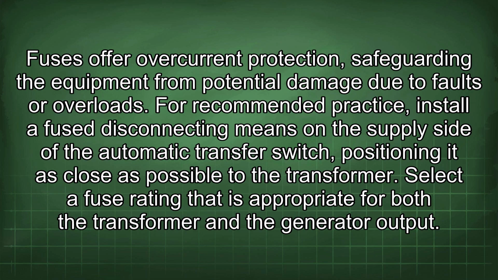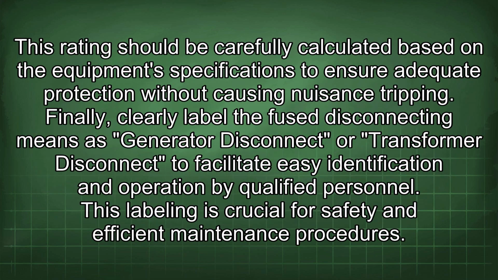For recommended practice, install a fused disconnecting means on the supply side of the automatic transfer switch, positioning it as close as possible to the transformer. Select a fuse rating that is appropriate for both the transformer and the generator output. This rating should be carefully calculated based on the equipment specifications to ensure adequate protection without causing nuisance tripping. Finally, clearly label the fuse disconnecting means as generator disconnect or transformer disconnect to facilitate easy identification and operation by qualified personnel. This labeling is crucial for safety and efficient maintenance procedures.